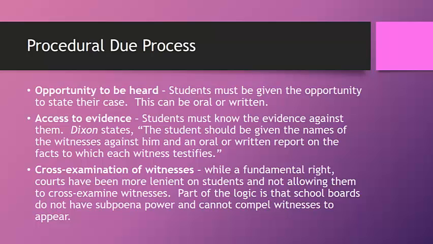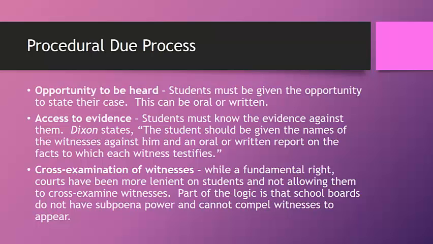Access to evidence. Students must know the evidence against them. And Dixon states that students should be given the names of witnesses against him or her, the actual quote said him, and an oral or written report of the facts to which each witness testifies. So a student does have a right to know who is testifying against him and stating evidence that they believe requires the student to be suspended from school. Again, typically when I suspended students, it was usually for fighting. It seemed to be the most common reason, and at that point, it's obvious the person who's testifying against you is the guy or the girl you were fighting.